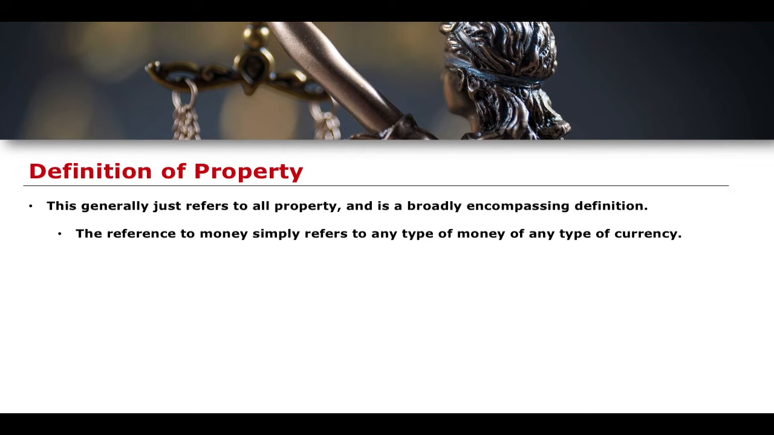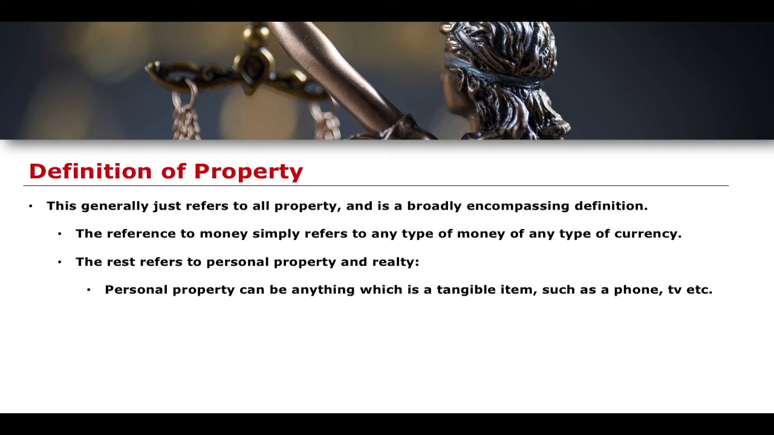The reference to money, of course, refers to any type of money of any type of currency. That's very easy to understand. The rest refers to personal property as well as realty. Personal property can be any item which is tangible. So, for example, your phone, if that gets stolen, a TV, etc. Very easy to understand.